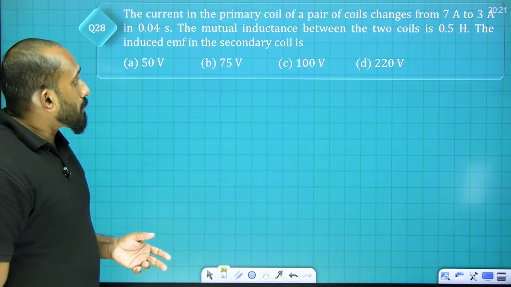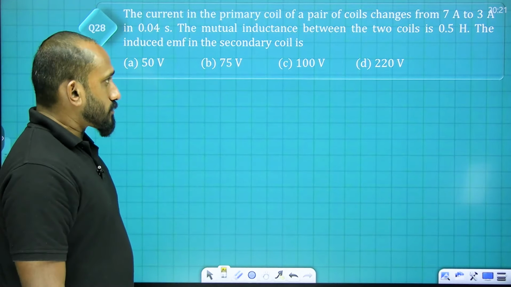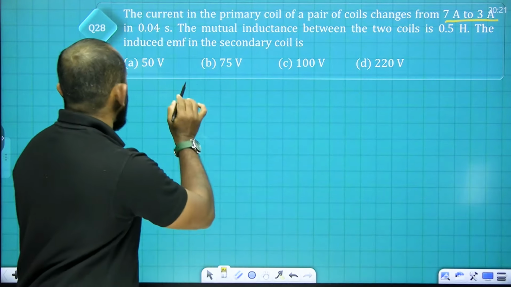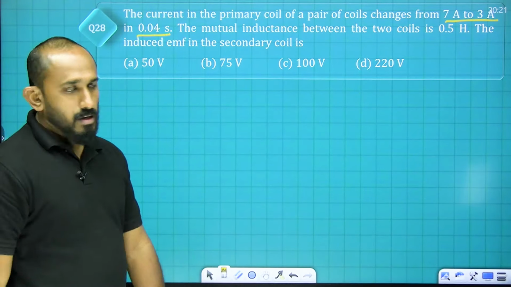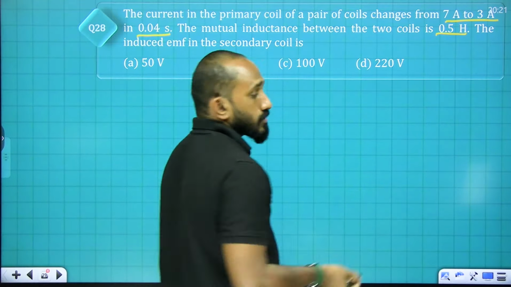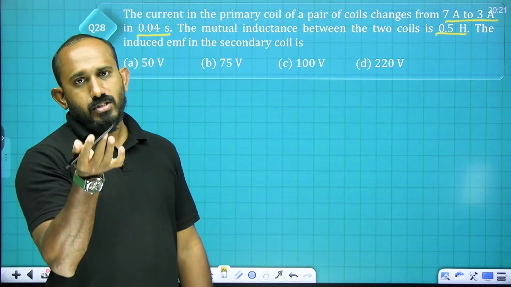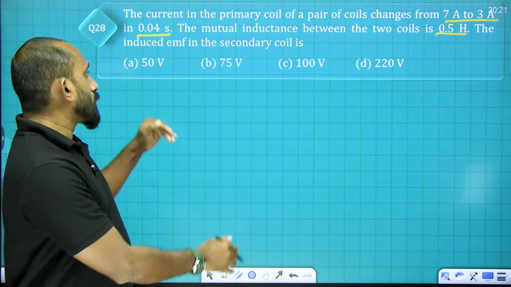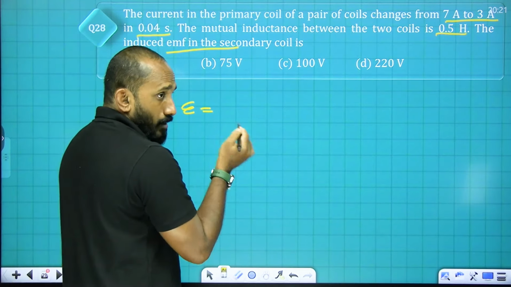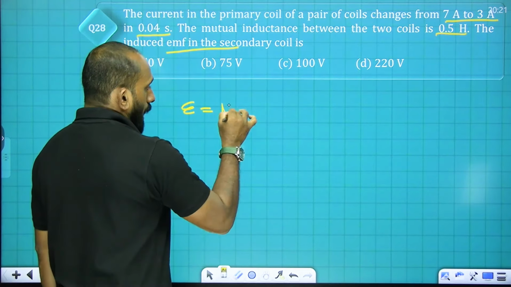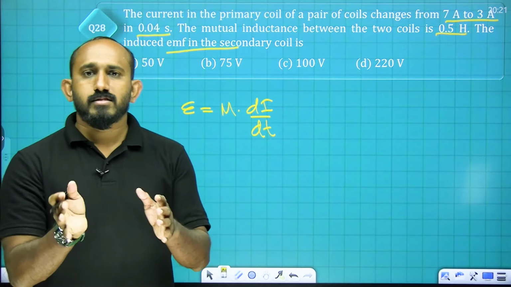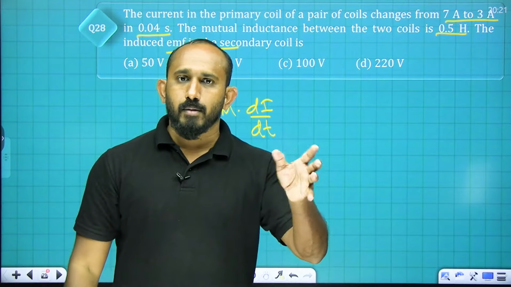The current in the primary coil of a pair of coils changes from 7 ampere to 3 ampere in 0.04 seconds. The mutual inductance between the two coils is 0.5 Henry. So mutual inductance is given, and change in current by time taken. The induced EMF in the secondary coil is E equal to M times di by dt. So mutual inductance times di by dt, change in current by time taken.